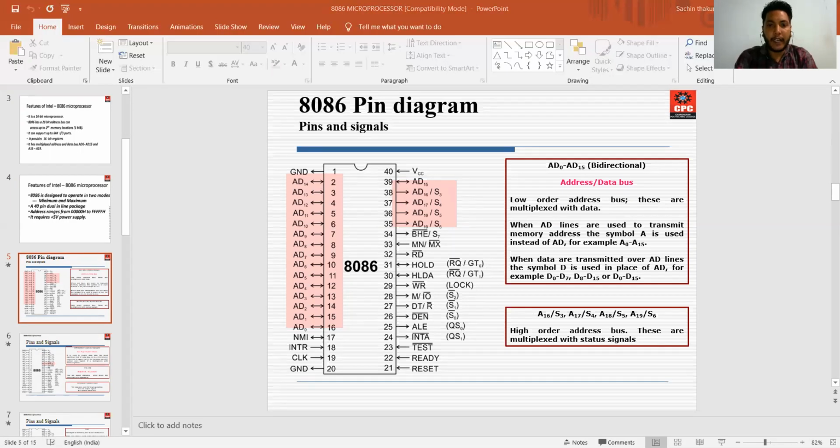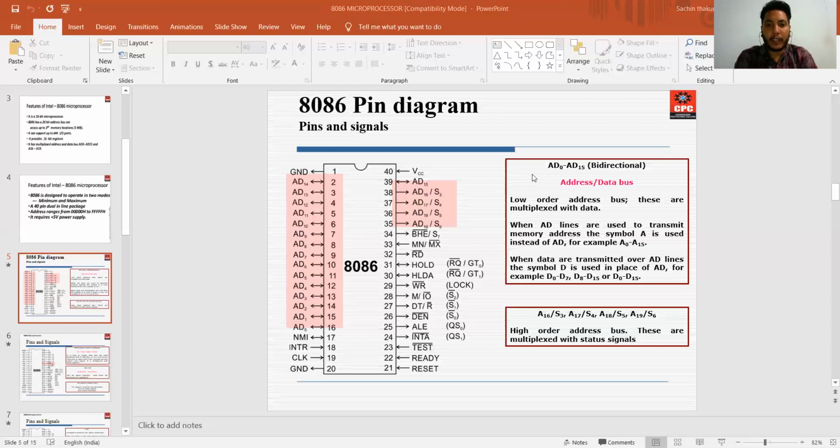We are talking about the 8086 pin diagram, and the 8086 signals are categorized into three types. First is the common signals for both minimum and maximum mode. As I told you earlier, minimum mode means single processor mode and maximum mode means multiple processor mode. Second is the special signals which are meant only for minimum mode. Some signals are meant for minimum mode and some signals are meant for maximum mode.